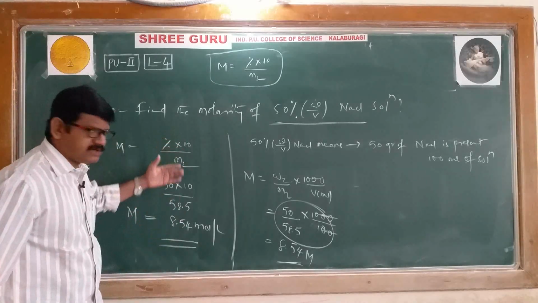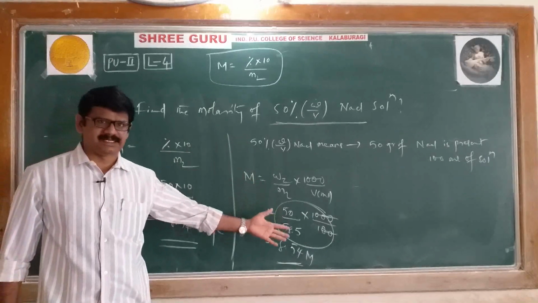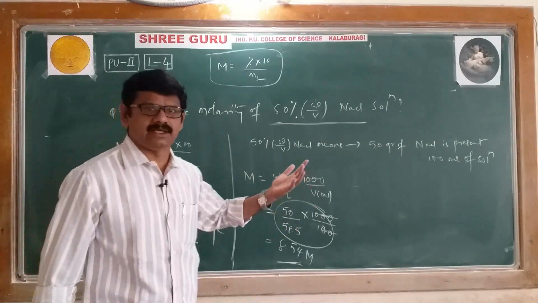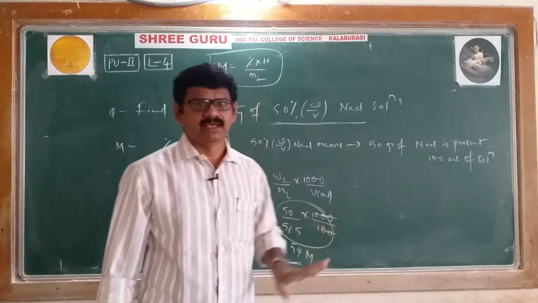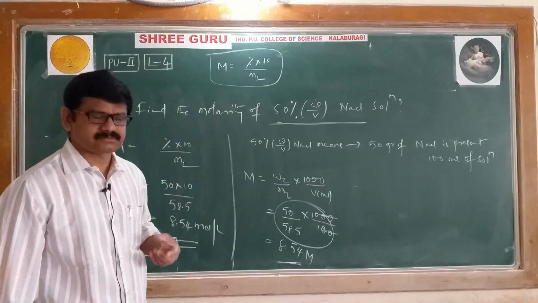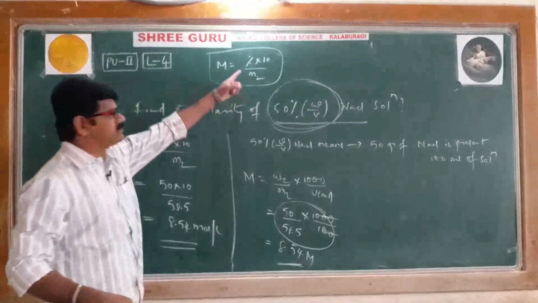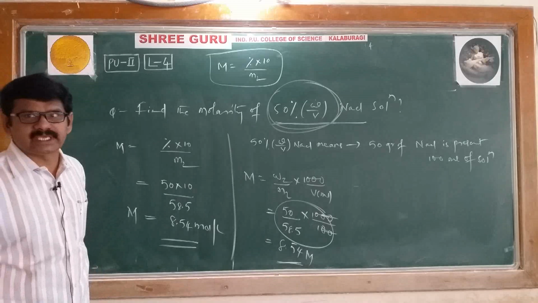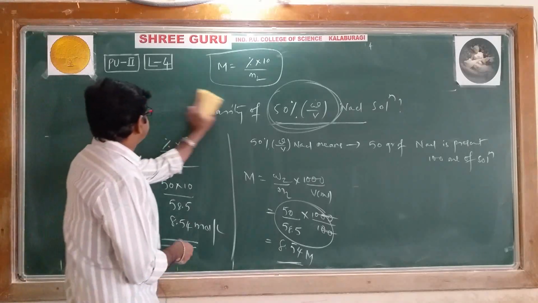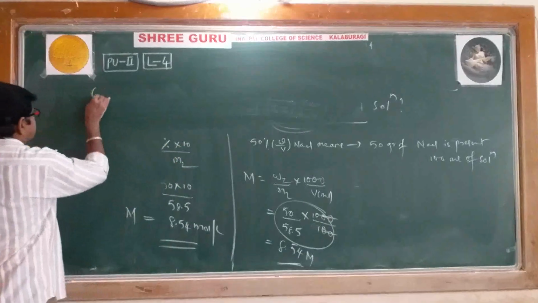With the help of the direct short method we can solve, or we can use our regular traditional method. Any method you can use; ultimately you will get the same answer. This is case 1: when percentage W by V is given, this is the formula. Then we'll go to case 2. What is case 2? Let's see now.